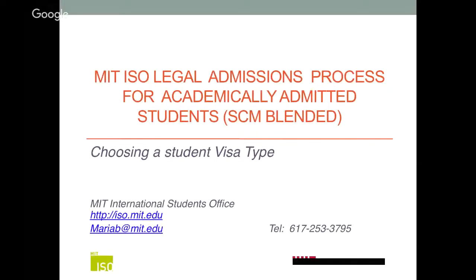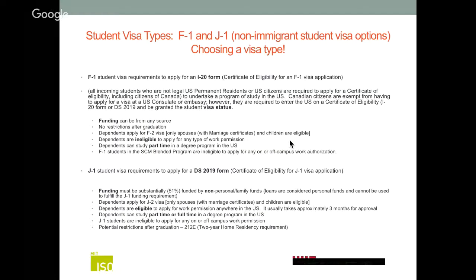Okay, so let us proceed again with some helpful hints on how to get your immigration document, your certificate of eligibility that you will use to apply for your student visa. And so choosing a visa would be the first one. So there are two types of student visas. There's the F1, which is the simpler of the two visas, and there's also the J.